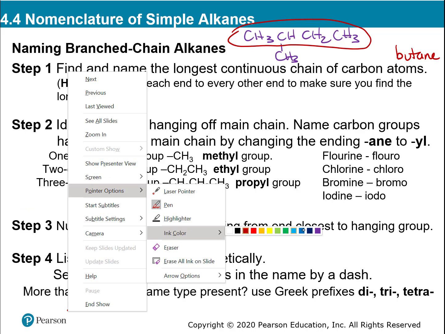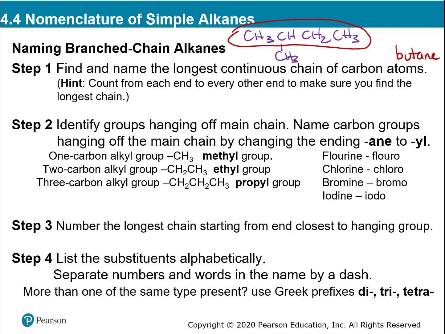What's my chain that's hanging off? A CH3. So we know that a single carbon CH4 is what? Methane, right? But if it's a group hanging off, instead of saying methane, which makes me think of a single CH4, to indicate it's hanging, they call it a methyl. So they still use meth because it's a single carbon, but instead of ANE, they just drop that and put a YL. So notice the YL on all of these. So this is a methyl.